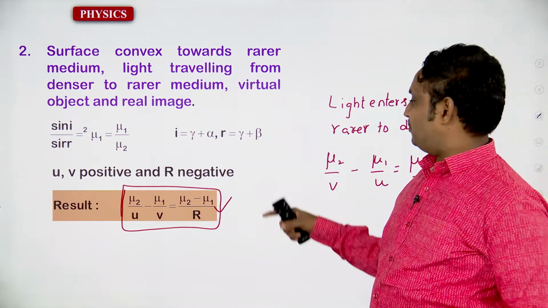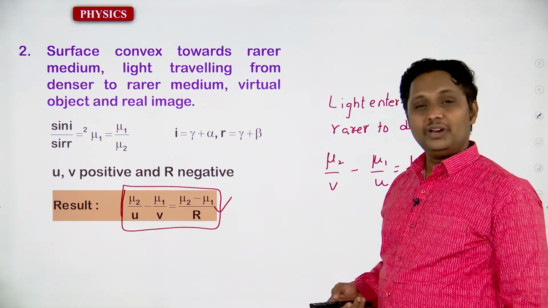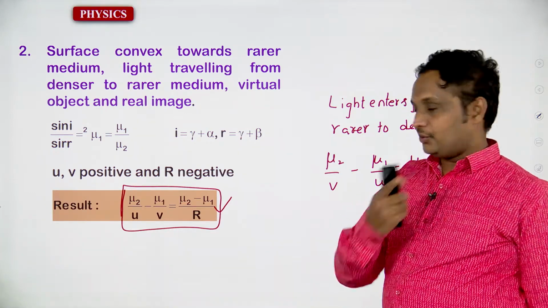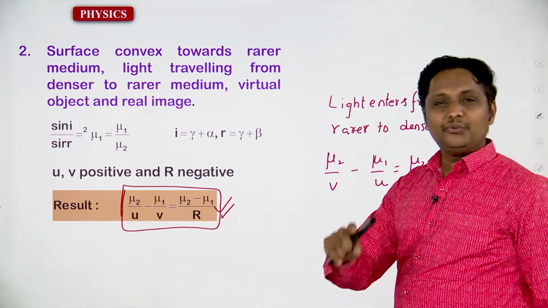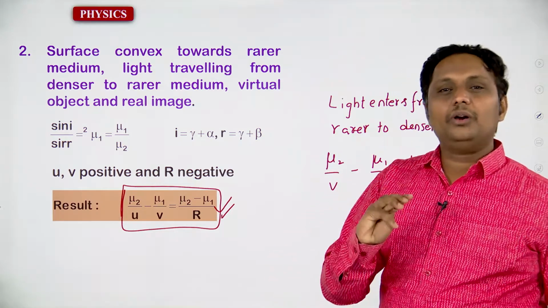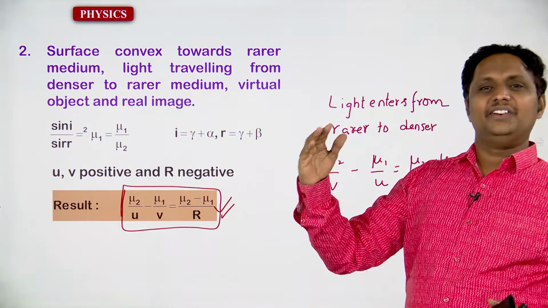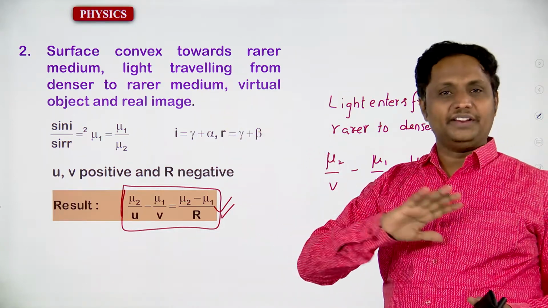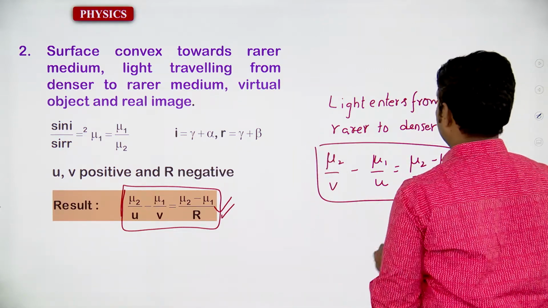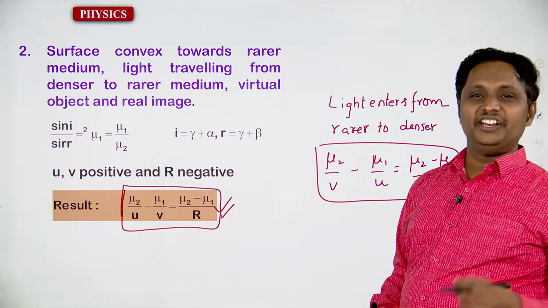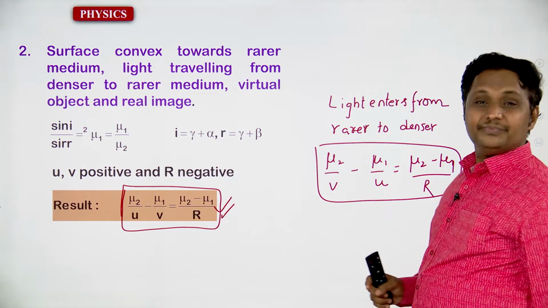Which is going to form a real image, with a virtual object. It is very clear, we would like to go for this one. This is the second case. We have two cases. The first one is the light rays entering from rarer to denser. This is the formula that we can use to solve the problems regarding the image distance and the nature of image. You may find out u, v or R also.